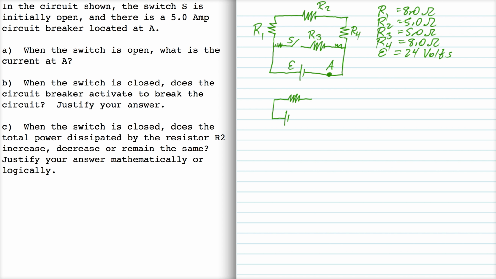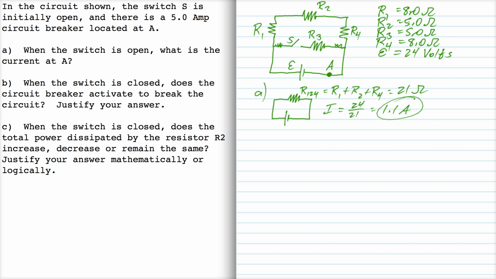the combined resistor R124, where R124 is R1 plus R2 plus R4 because they're in series. So that's 21 ohms. Okay, and then the current in this case would be the voltage, which is 24 volts divided by 21 ohms. So that's 1.1 amps. Okay, so there's part A.